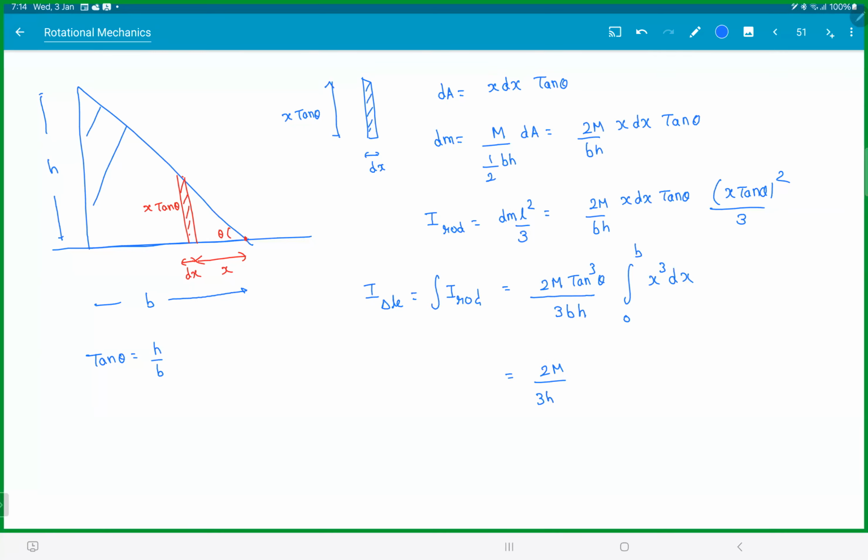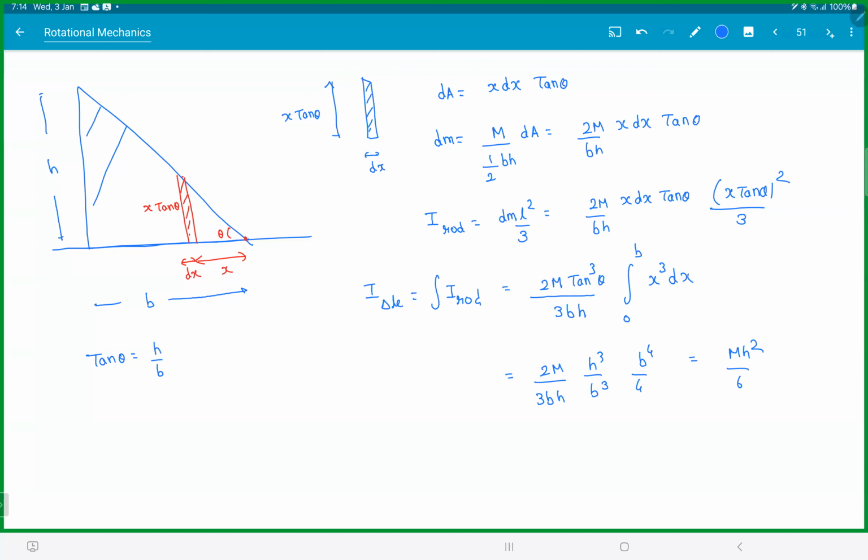2m 3bh and tan cube theta is nothing but h cube by b cube. This is b cube by b power 4 by 4. B gets cancelled. You end up with mh square by 6. You get a pretty good result, independent of the base. There's even better result than this. I'll show you in the next page.